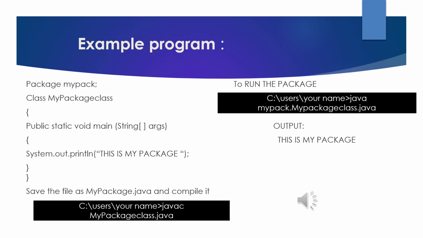Example program: package, and the package name is mypack. Class, and the class name is myPackageClass. public static void main, print "This is my package". Save the file as mypackage.java and compile it. To run the package, run myPackageClass. The output is: This is my package.